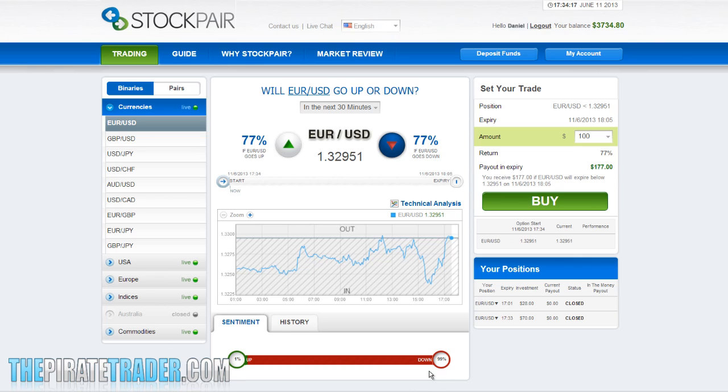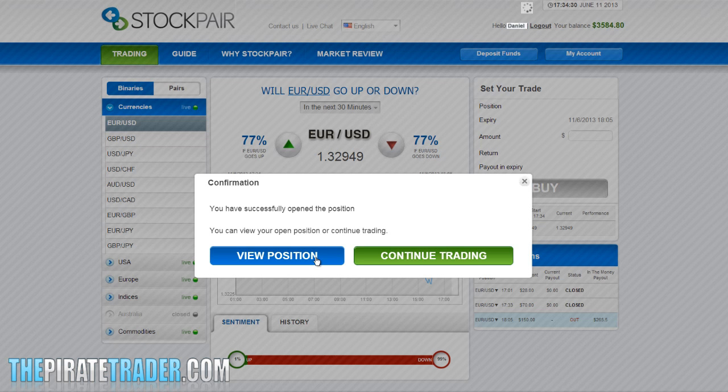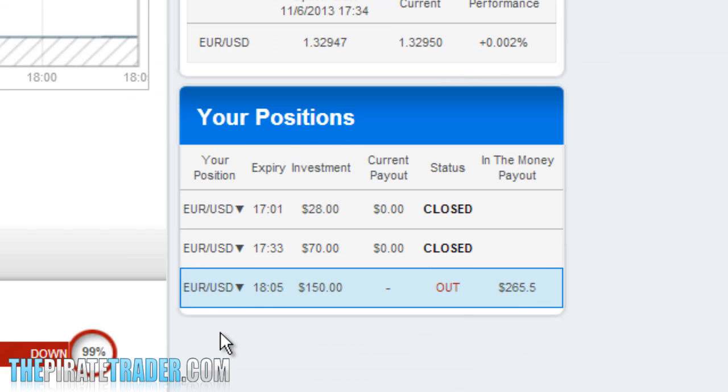Alright, as you can see, 1% of traders are saying it will go up and 99% are saying it's going to go down. This is a great split. So we click on the Down Put button, enter the amount of $150. That's our step 4. And click Buy. Let's hit the View Position button, and we're on. We look over here and we see that we have a $150 trade open.